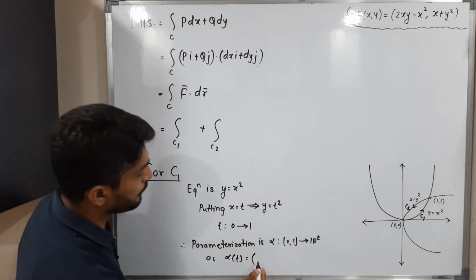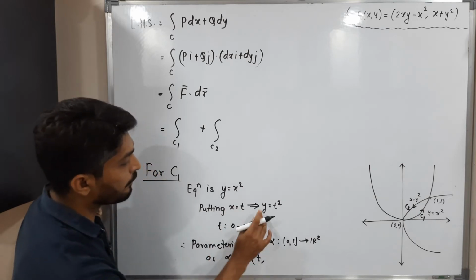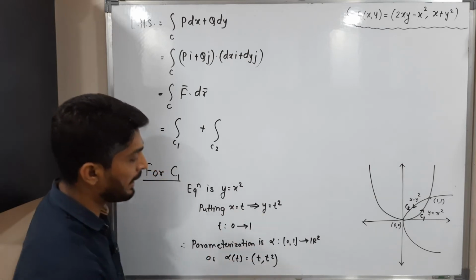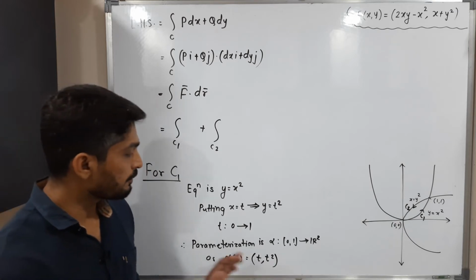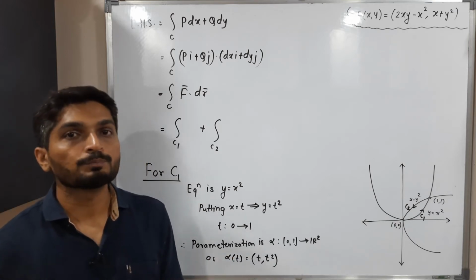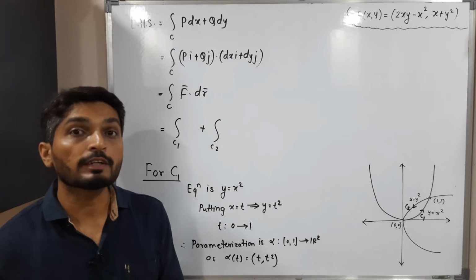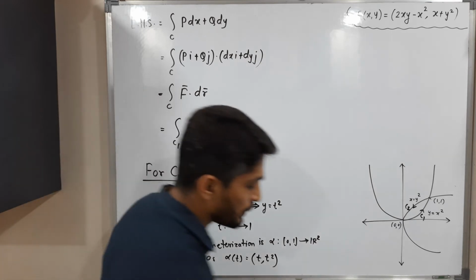X means the first component, which is t, and y is t square. So this is the required parameterization. Okay, after having the parameterization, what do we do? We find alpha dash of t and we calculate f of alpha of t. Let us do that.